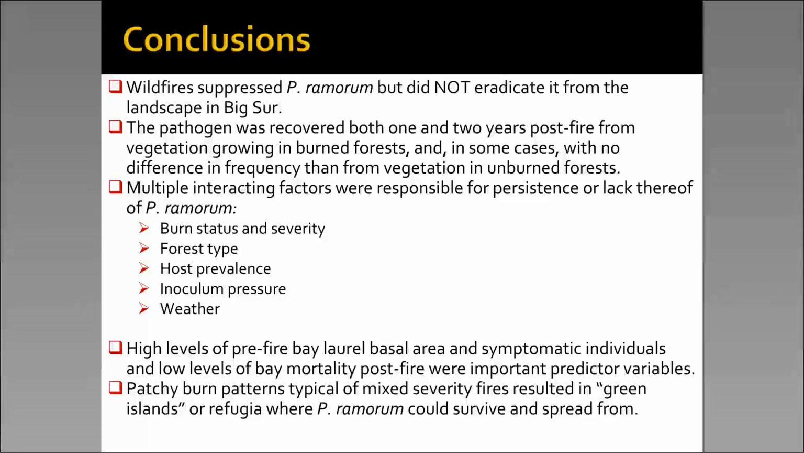We noted that high levels of pre-fire bay laurel basal area in symptomatic individuals, symptomatic bay laurels, and low levels of bay mortality post-fire were important predictor variables in determining whether the pathogen would be recovered in an area, and that the patchy burn patterns typical of mixed severity fires resulted in green islands, or refugia, where P. ramorum could survive and spread from in these areas.